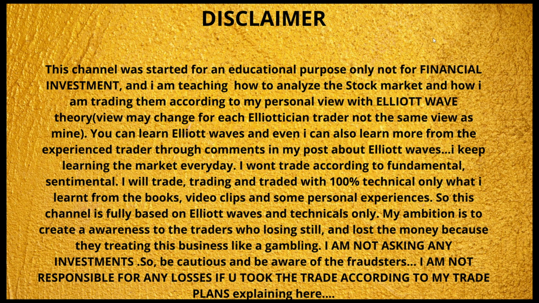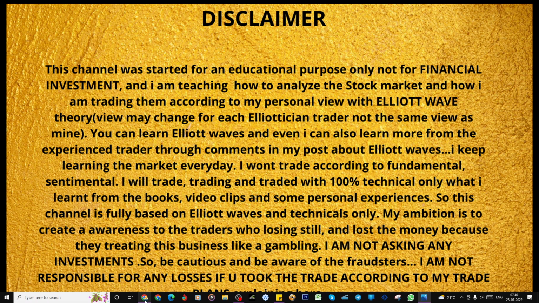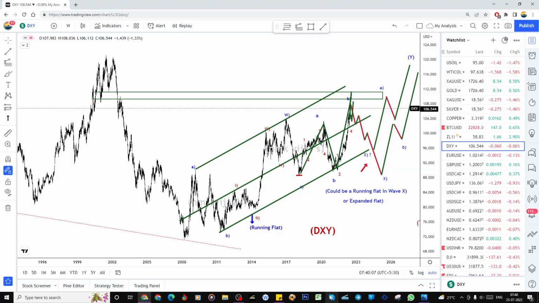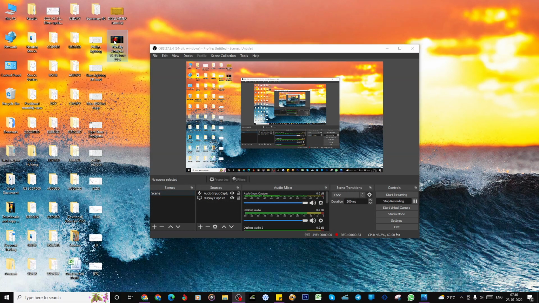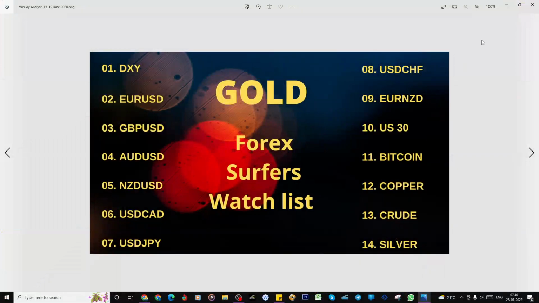Let's move on to this week's analysis using Elliott wave theory. This is our watch list. It starts from DXY and ends with gold.